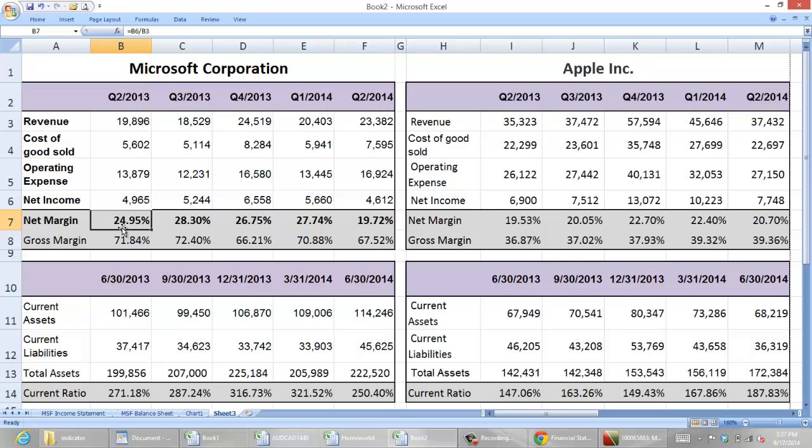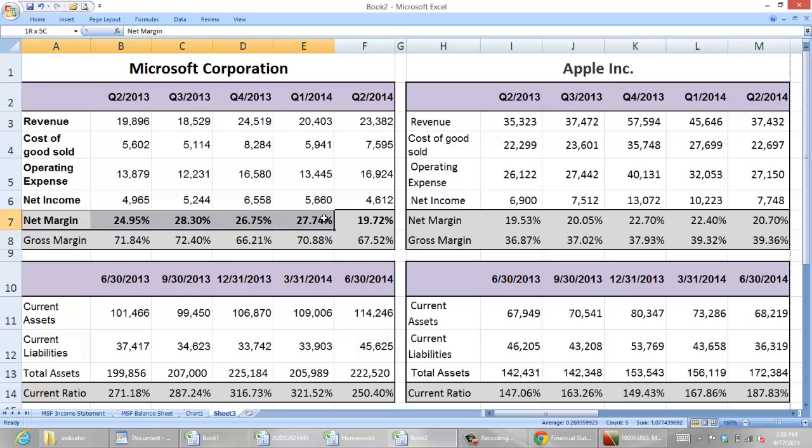Another way to use the ratio is to compare this ratio over time within the company, how the ratio changes. As you see here, from 13 to the second quarter of 14: 24, 28, 26, 27, and it dropped to 19. So not very good, right? Even though things seem to have increased, suddenly it dropped in the last quarter, the second quarter of 2014. So the trend is not very clear, but the second quarter is really bad.